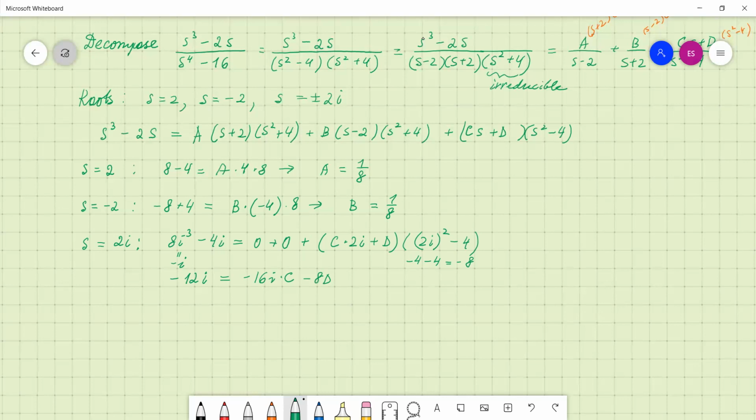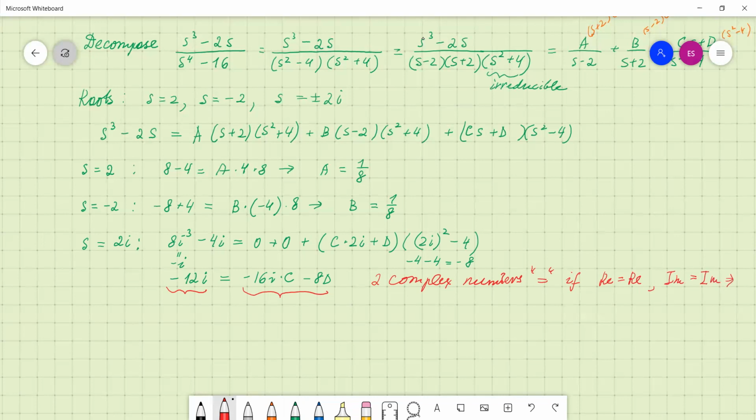Now, what I'm going to say, guys, is that two complex numbers are equal. This is a complex number here, right? This is a complex number here, and this is a complex number here. Two complex numbers are equal if the real part of the first number equals the real part of the second number, and the imaginary part equals the imaginary part, right? So now I'm going to compare.